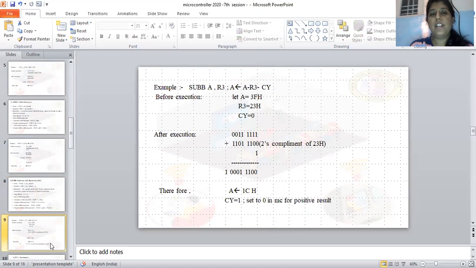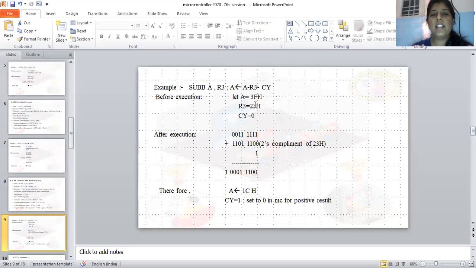Here what we are doing, the content of the accumulator will be subtracted from the content of the R3 register and the carry bit. So here let us assume that the content of the accumulator is equal to 3FH, R3 is equal to 23H, and carry is equal to 0. Then consider 3FH as it is, 0011 1111.